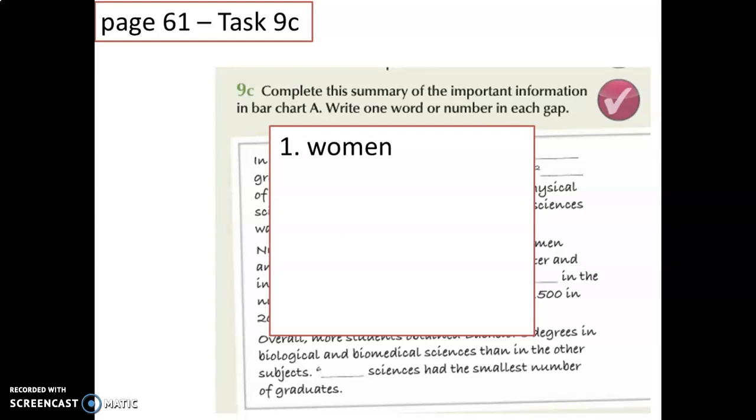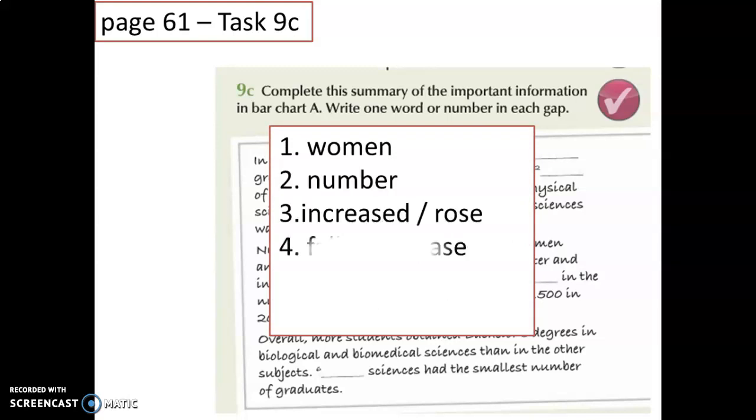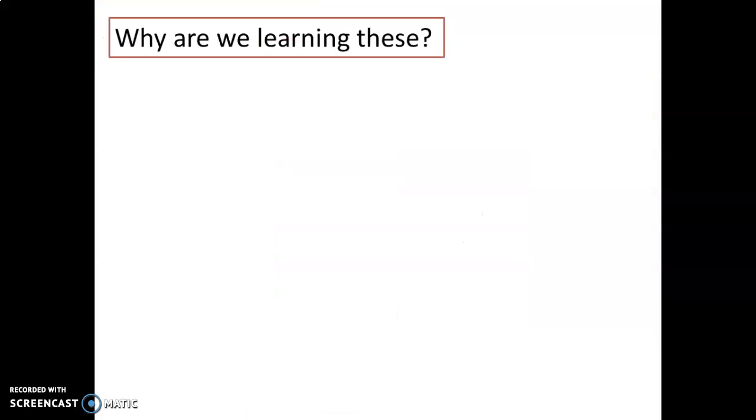Okay, here are your answers. 1, women. 2, number. 3, increase or rose. 4, fall or decrease. 5, 7,000. And 6, physical. Okay? Yes, well done. That's all from the book. You can close your books now because we need the handout.